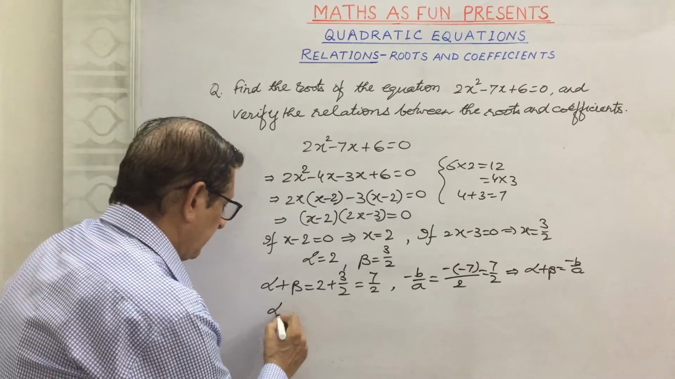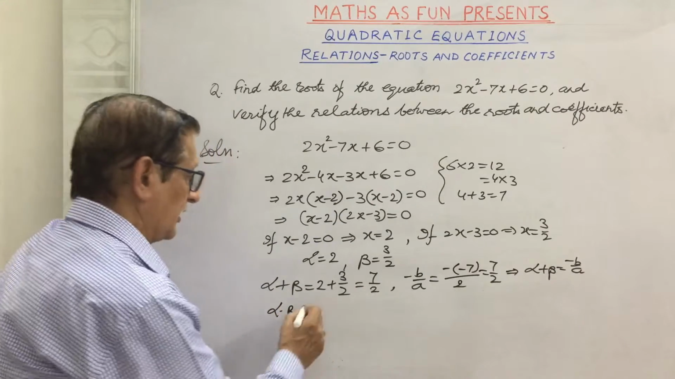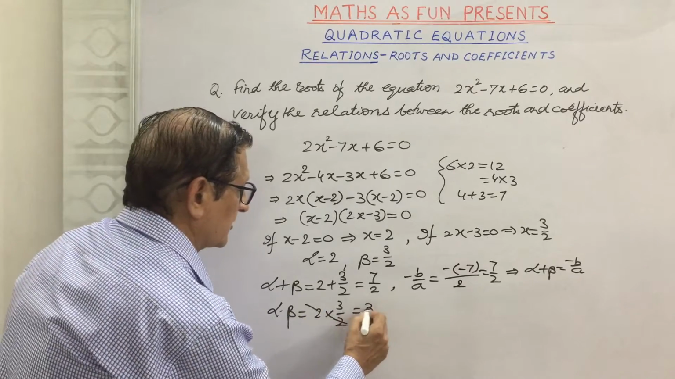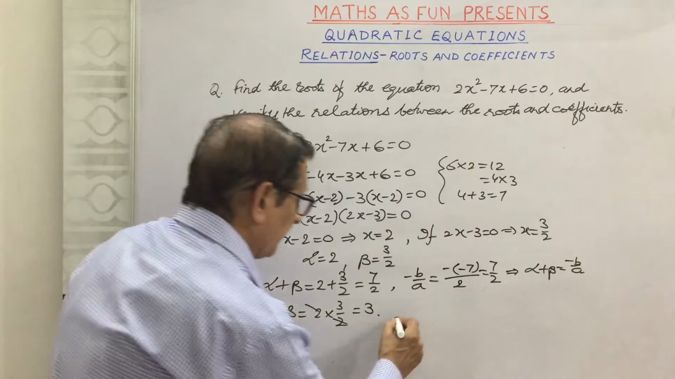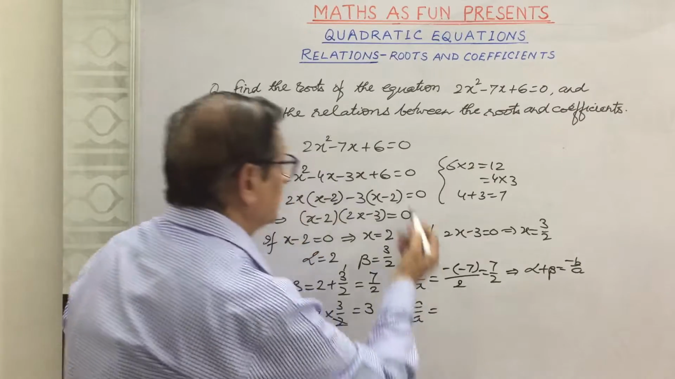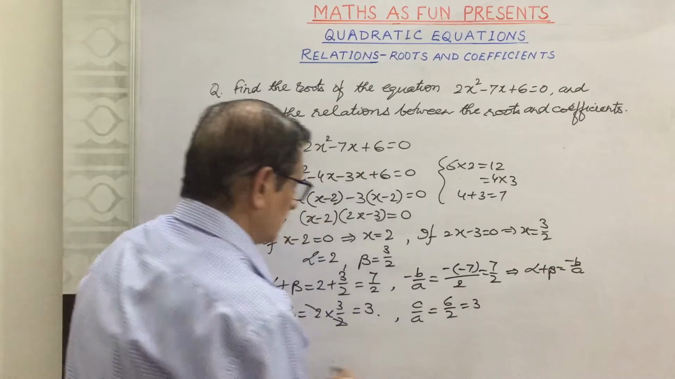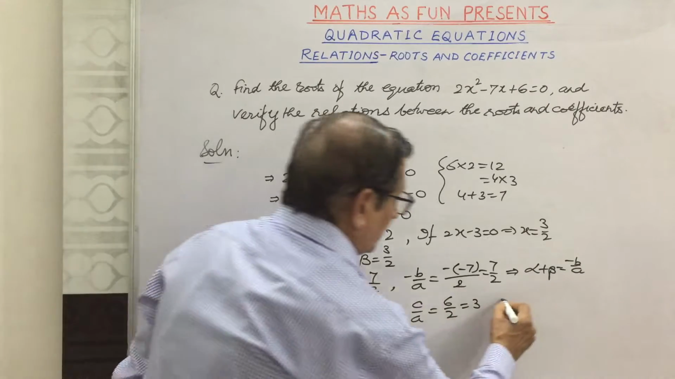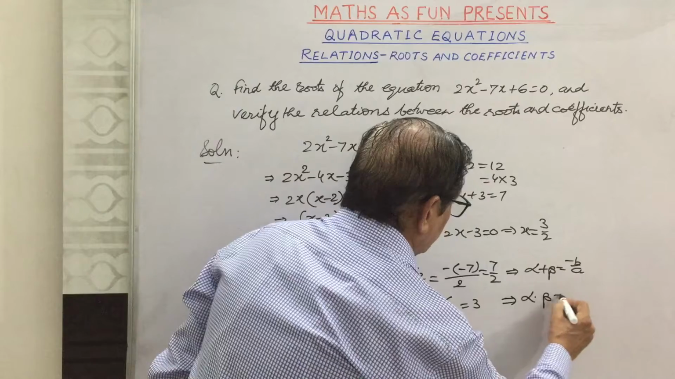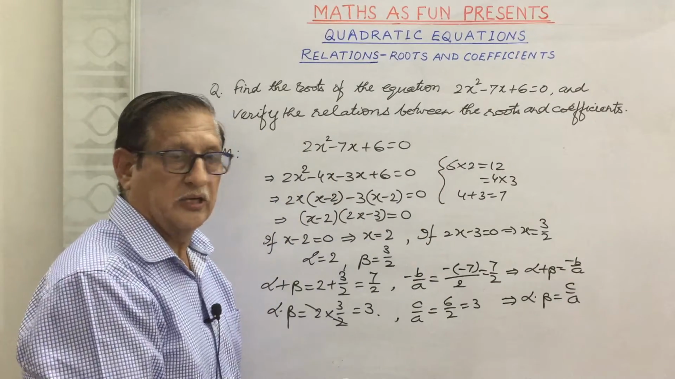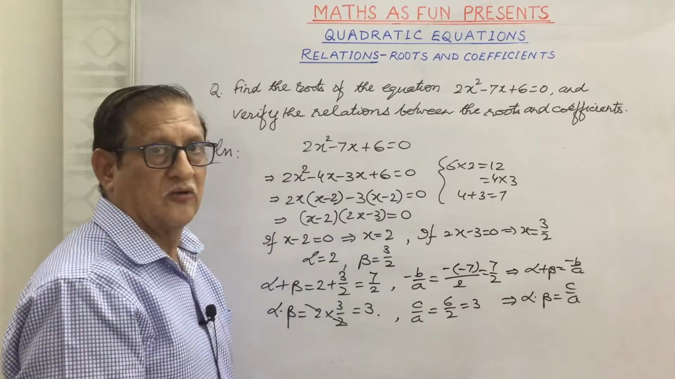When we go for multiplication of the roots, alpha into beta, this is 2 into 3 by 2, 2 and 2 cancel, it comes as 3. And if we find the value of c by a from this, c is 6, a is 2, 6 by 2 is 3, and both are equal. So we can say that alpha into beta is equal to c by a. It means both the relations have been verified.